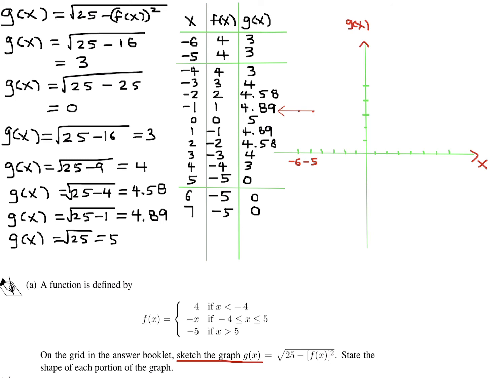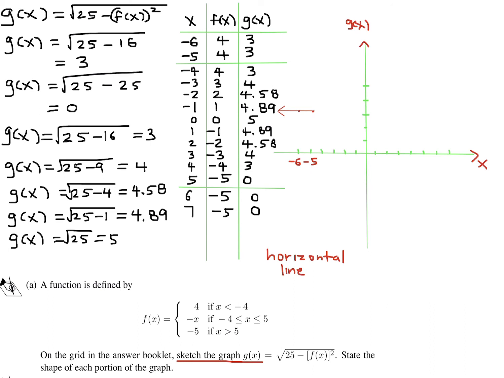So that's just the line, because they want you to describe as well. State the shape of each portion of the graph. Okay, well, this is just a horizontal line. So I'll just draw that here. Horizontal line. I guess that's what they're asking for.